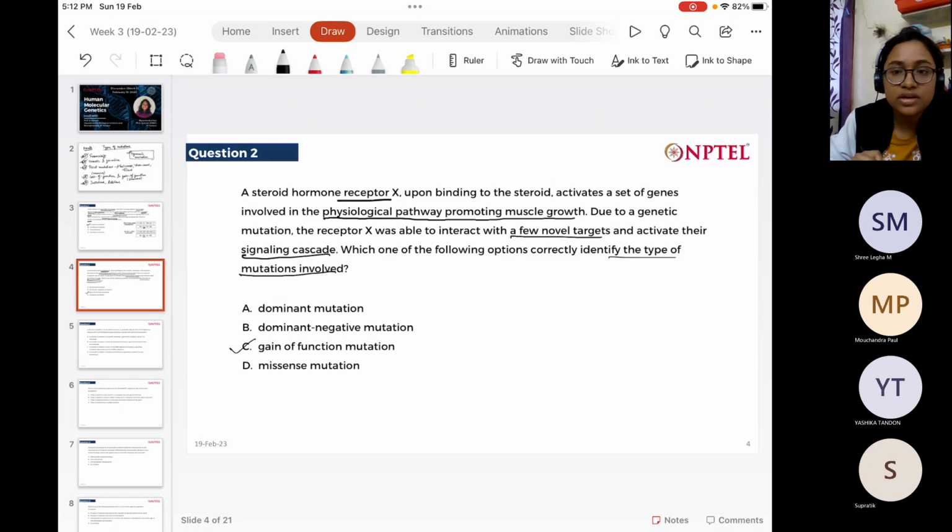Here we are able to say gain of function mutation from the function of the mutated protein. And what type of mutation might have happened? It might be missense or nonsense, or a single point mutation, or insertion or deletion. Because of these kinds of mutations, from the corresponding protein function, we are able to say it is a gain of function mutation.